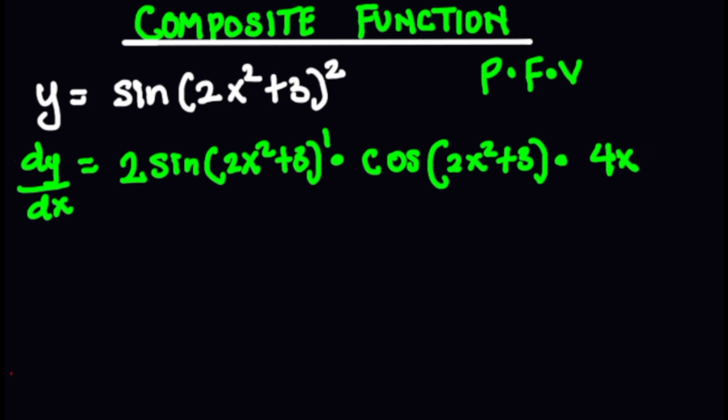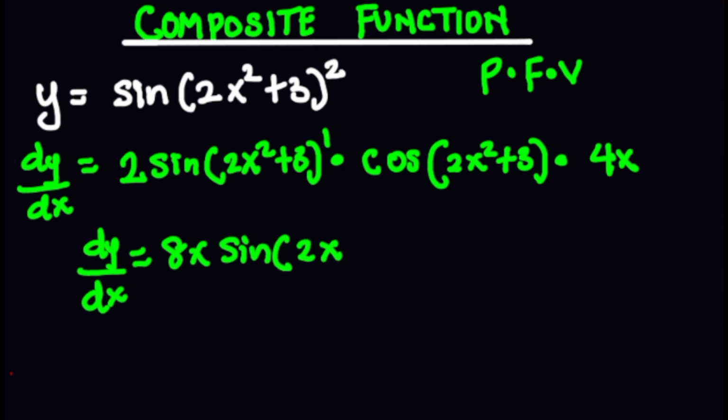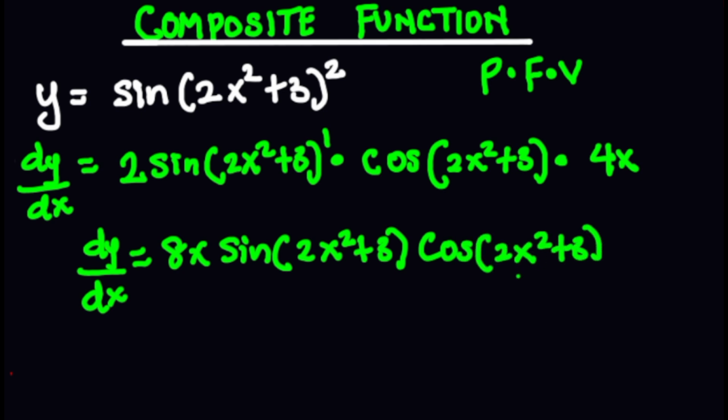So let me just simplify this expression. I'm going to have dy by dx to be equal 2 multiplied by 4. That's going to give me 8x, right? Then sine 2x squared plus 3, right? Then I'm going to have cos 2x squared plus 3. So this is basically the answer. And if you actually want to simplify further using trigonometry identity, you can go ahead and simplify further using trigonometry identity, right? But here, this is the final answer. So that's good. That's just it.